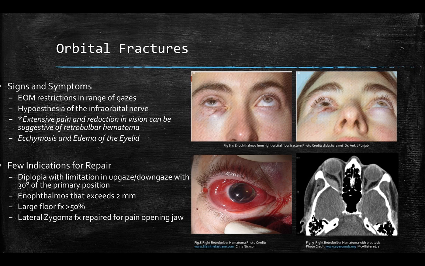Then ecchymosis and edema of the eyelid itself is something that you're going to want to note on your chart. So ecchymosis is just an ophthalmology term for swelling, or is swelling of the surrounding soft tissue.